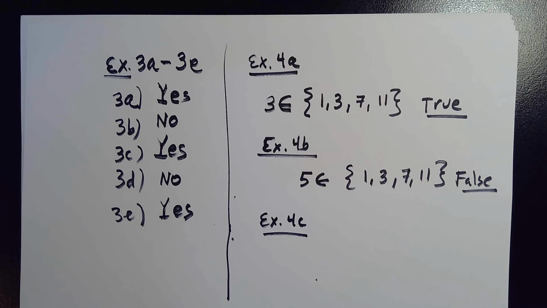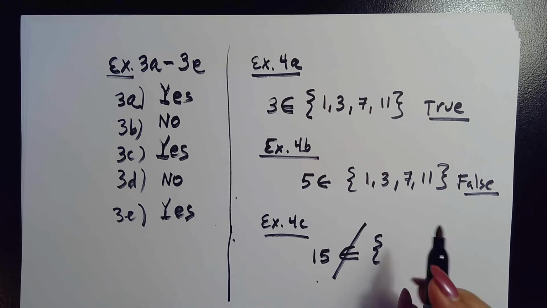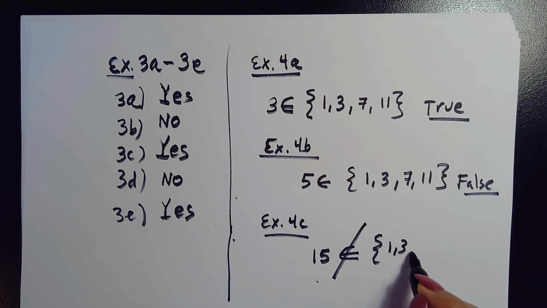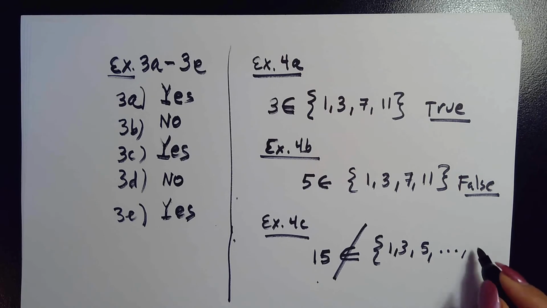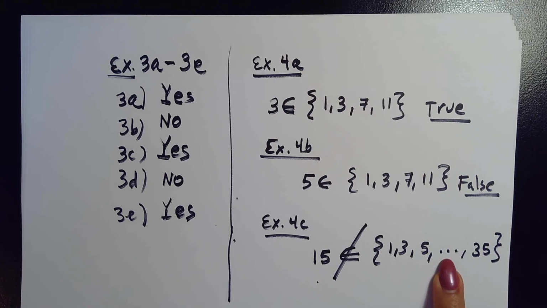It says 15, and then notice that there's a line crossing the E. That means does not belong to, and it says 15 does not belong to, and then you have 1, 3, 5, and then you have 3 dots, which means the pattern continues all the way to 35. So the question is that because the pattern continues, will 15 be an element of the set?